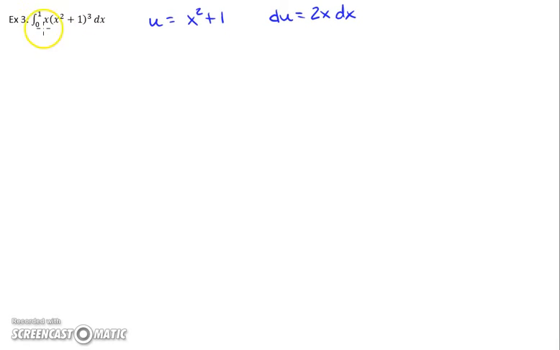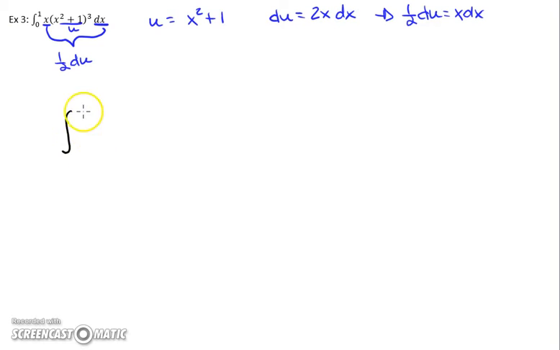If we look in our problem, I only have an x dx. So I need to move that 2 to the other side. So 1/2 du equals x dx. We know this piece here is 1/2 du, and that piece there is u. So we can rewrite our problem as the integral, we'll worry about our limits here in a second, 1/2 u to the third du. Let's go ahead and pull that 1/2 out front. So 1/2 the integral of u to the third du.